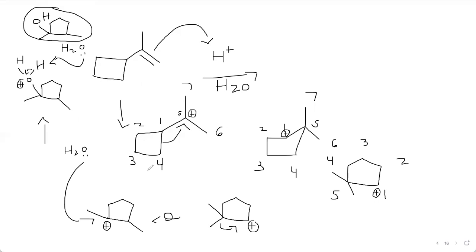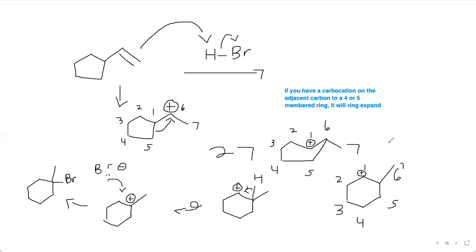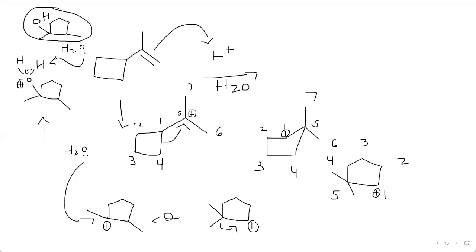So a common question that I get from students is, why doesn't this ring expand? Right? This was a 5-membered ring. And the rule was that if you have a 4 or 5-membered ring, it will ring expand. But that's only if you have a carbocation on the adjacent carbon to a 4 or 5-membered ring. It's not adjacent to it, it's on the ring. If it were here, okay, ring expand. If it were here, okay, ring expand. But it's not on the adjacent carbon to the ring, it's on the ring itself. So it's not going to ring expand again. And so that's why this is my product.